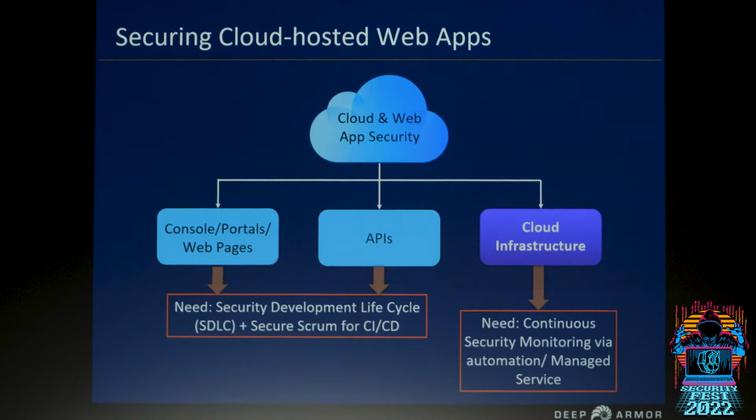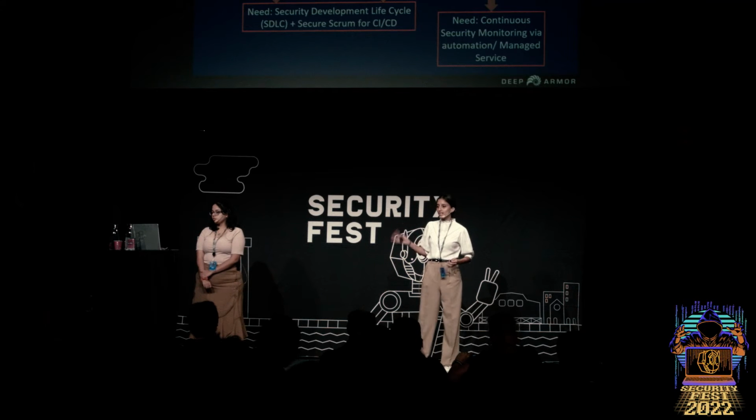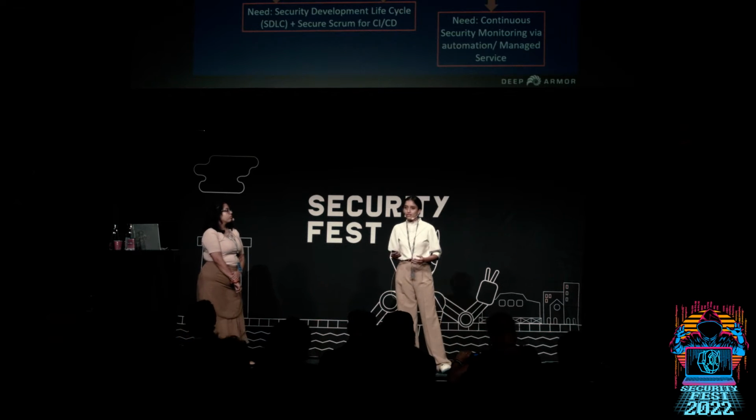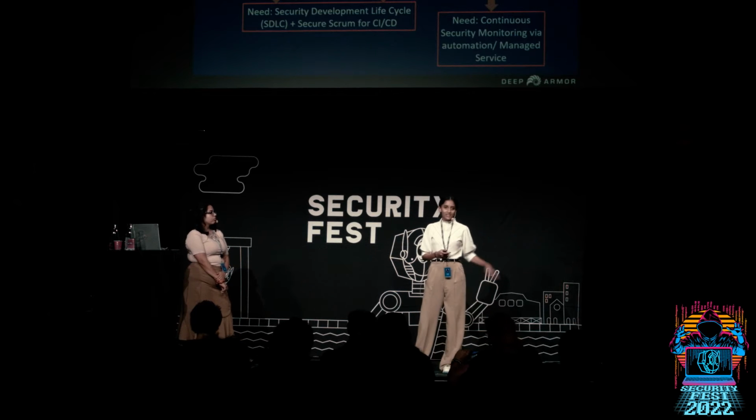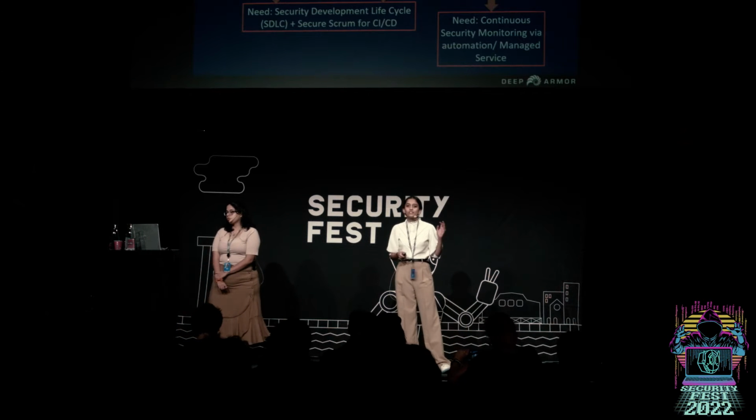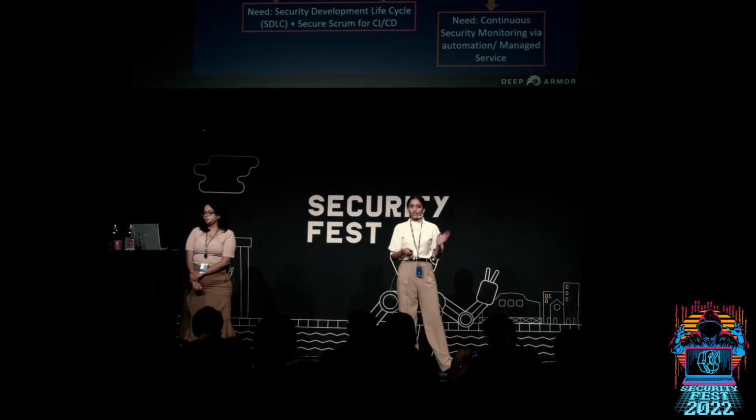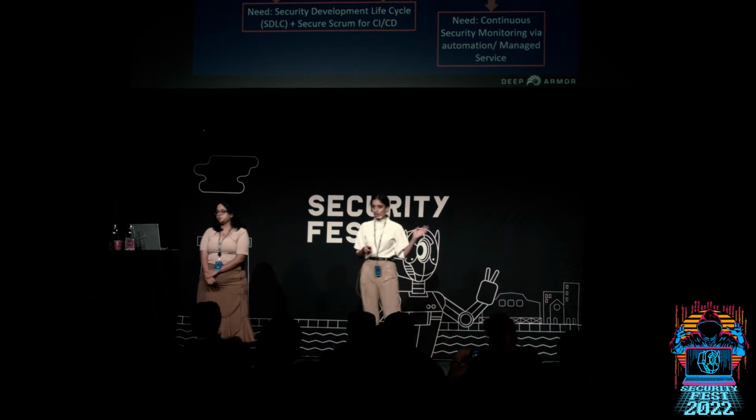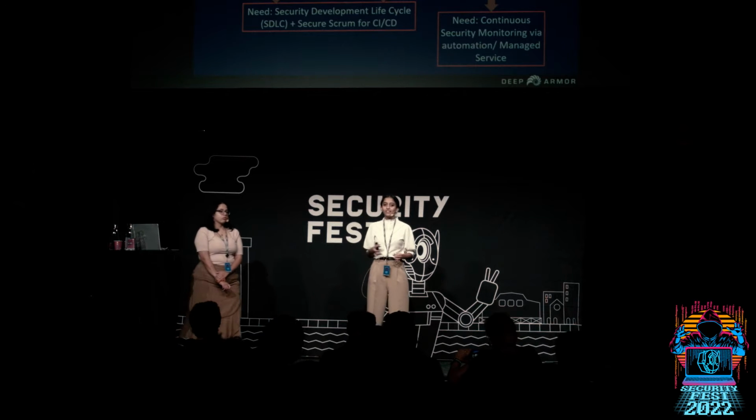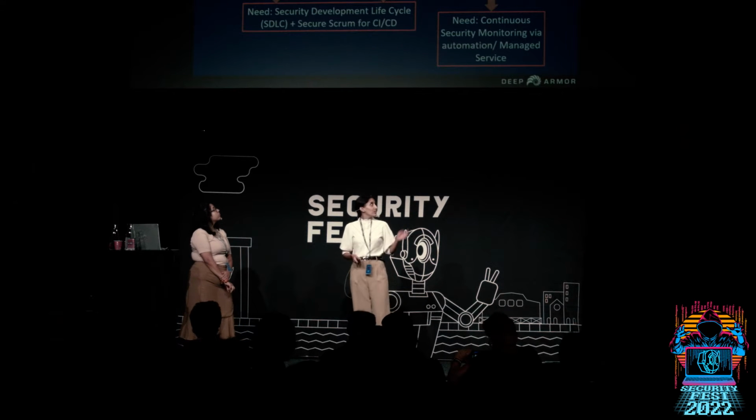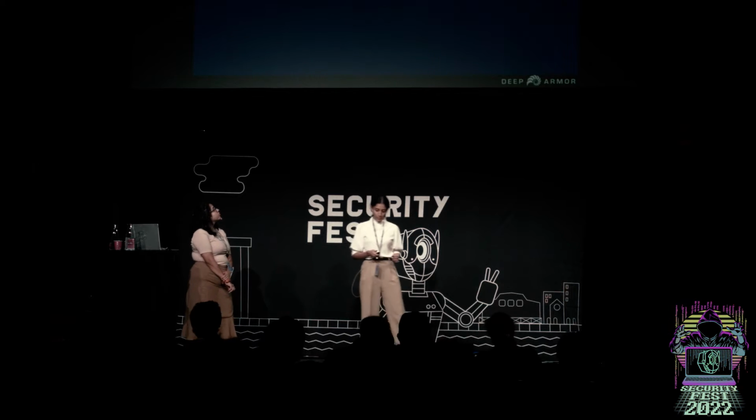So the first two sections are majorly taken care of by the developers using a security development lifecycle and the CI/CD for Scrum. The third, cloud infrastructure, requires you to continuously monitor your cloud infra. Usually, developers tend to forget or neglect this, thinking that your cloud service providers are responsible for it. We'll get back to it in a while.